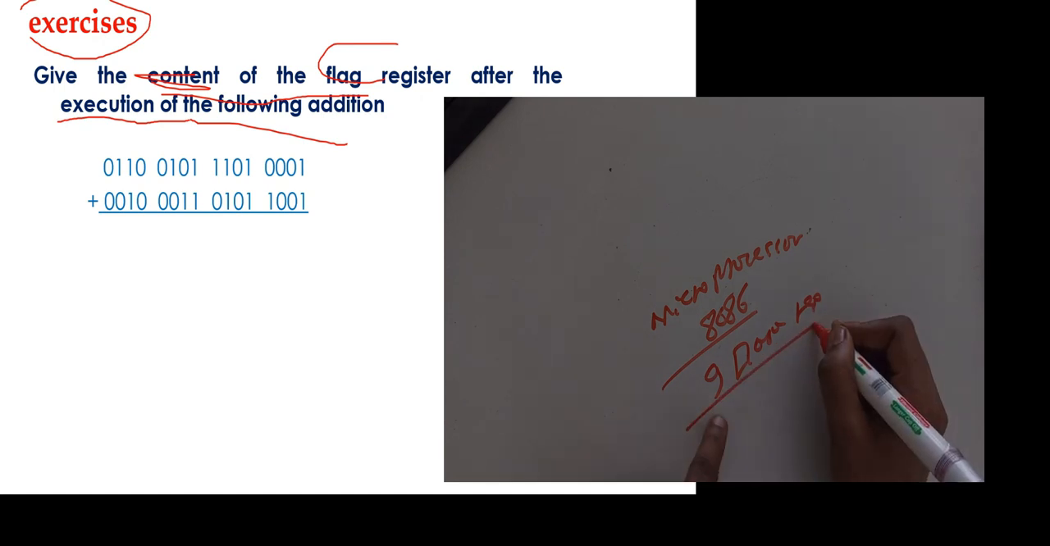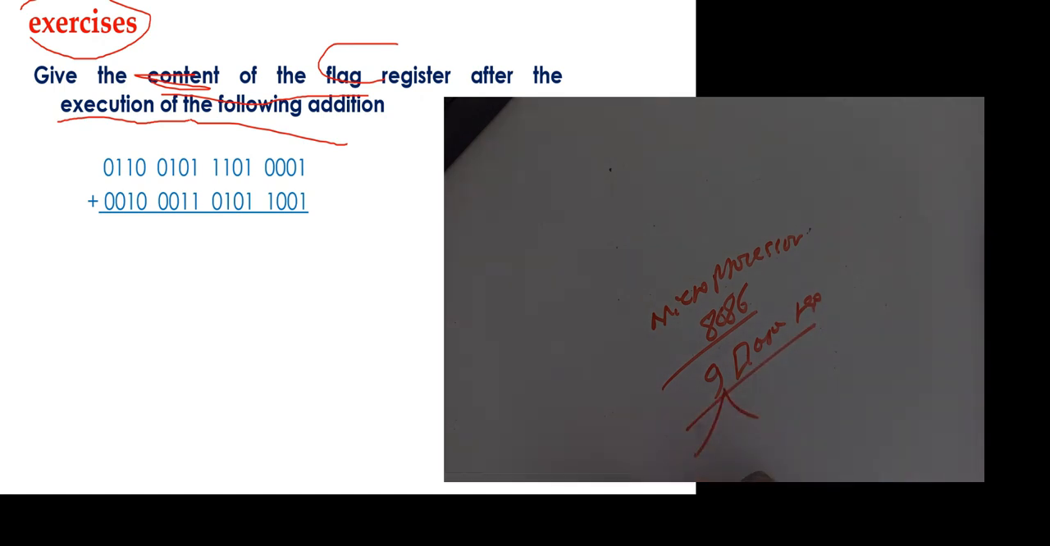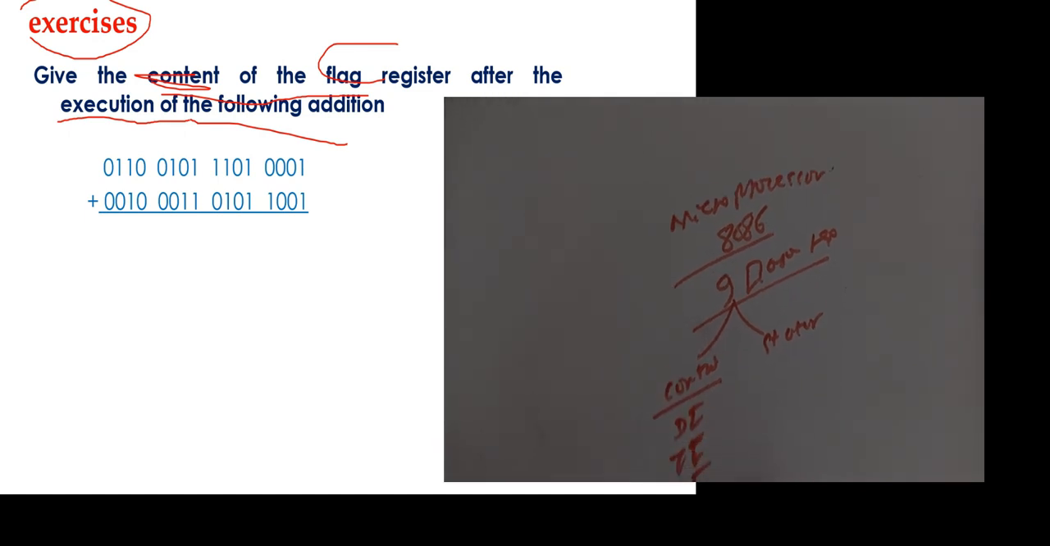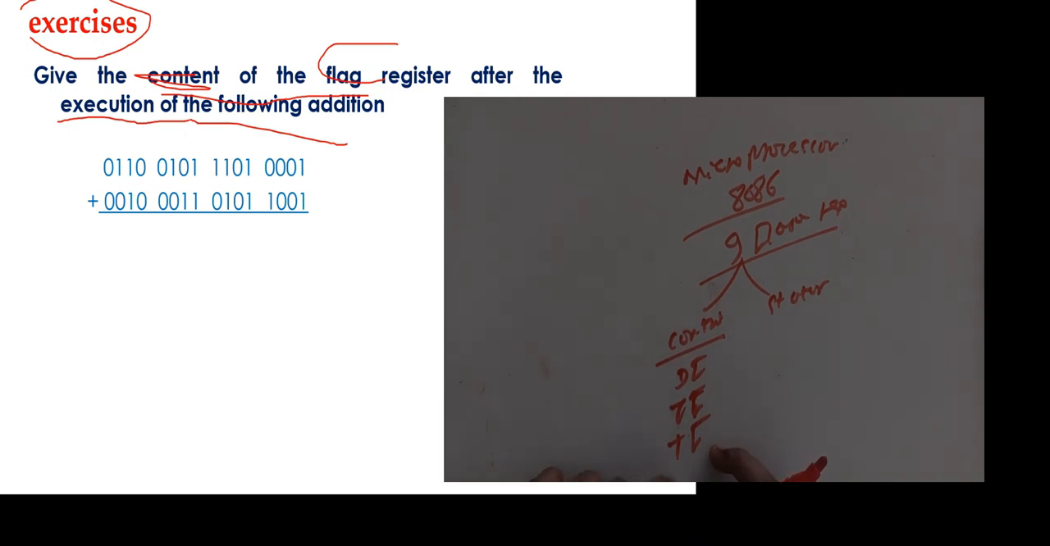From those nine flag registers, they are categorized into control and status flags. For the control flags, we cannot interrupt or calculate their result, for instance the direction flag, interrupt flag, and trap flag. These are categorized under the control flags, right?